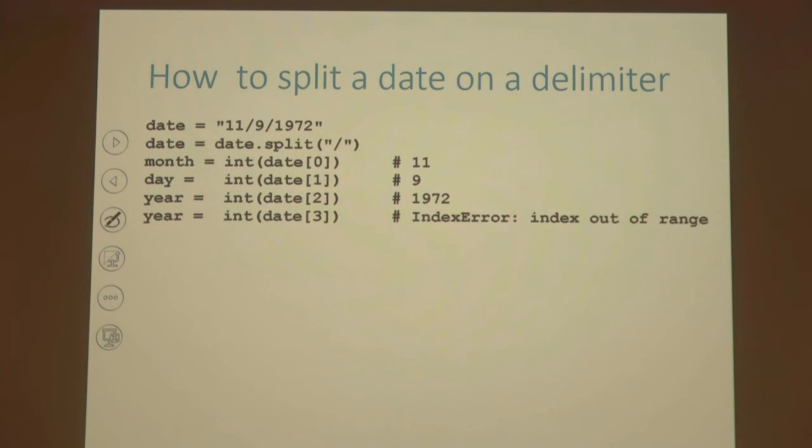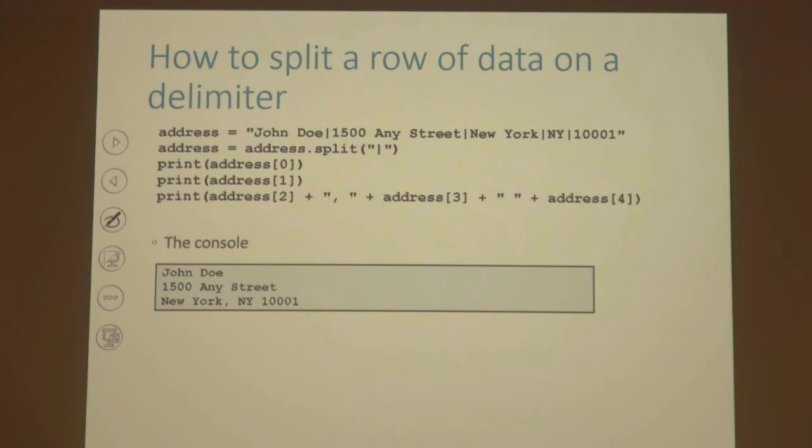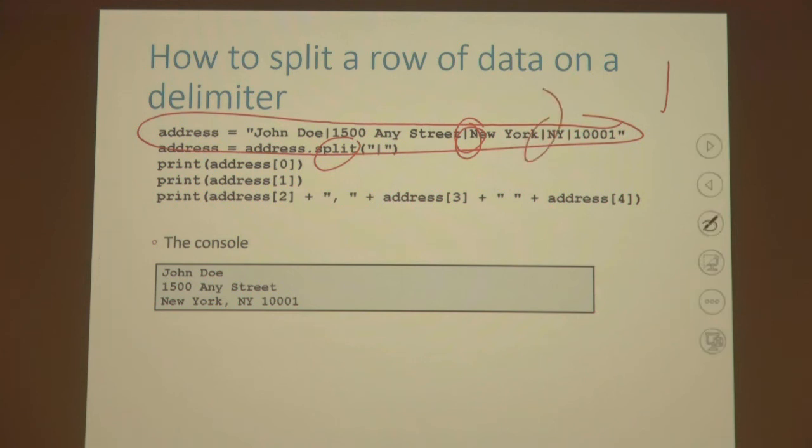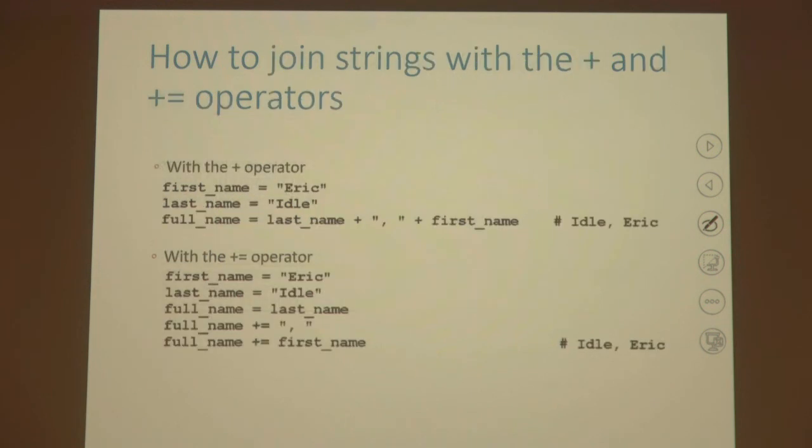How to split a date? It's the same thing. You have the date in here, and you could split it with the separator in here. How to split a row of data on the delimiter? You have this one, for example, an address, and again you could split. To do the split, you tell it what the delimiter is. The vertical line. It's not a normal space, it's not a white space. It's written with a vertical bar right in here. So you tell it your delimiter to separate is this vertical bar, and surely it will give you the results in here.